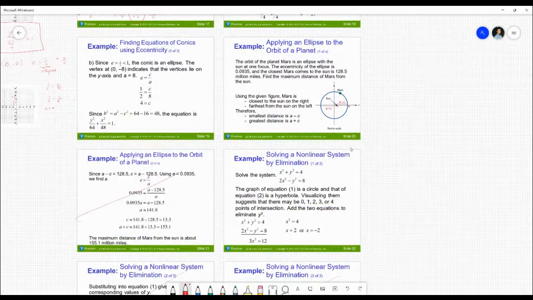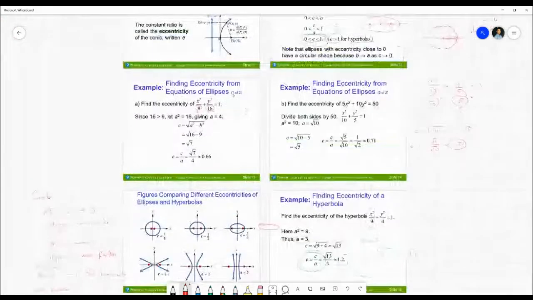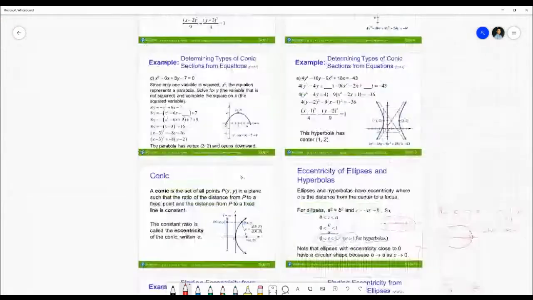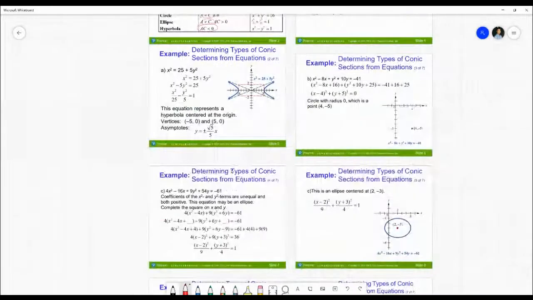Okay, so this last section, the main idea here is to deal with eccentricity and be able to recognize what the standard form is, and which graph you're going to get by looking at the A and the C values. Yeah, and I think that's it. Do you have any questions, or do you want to go over any homework?